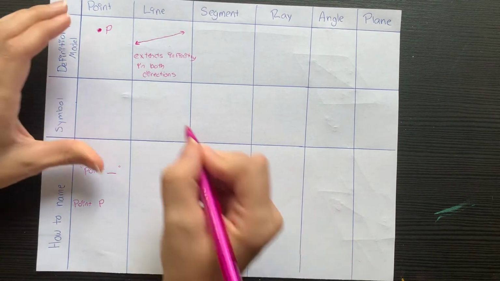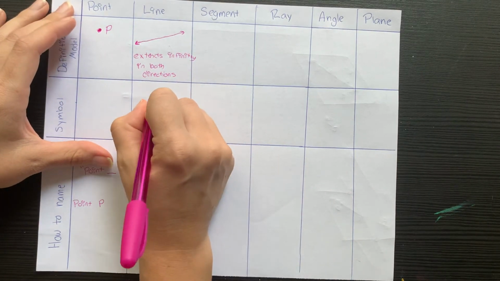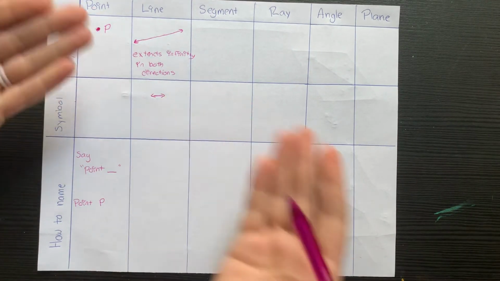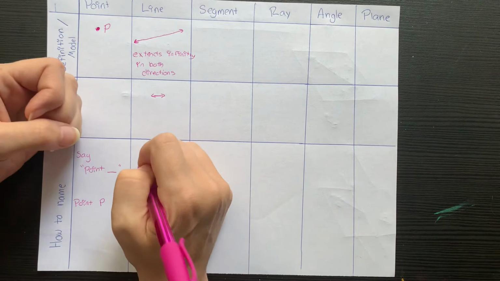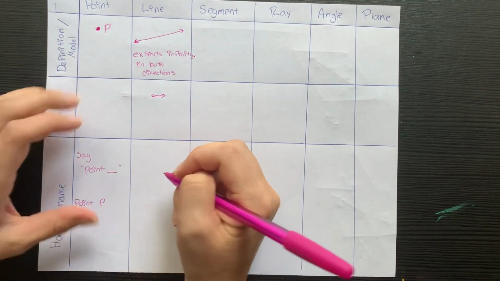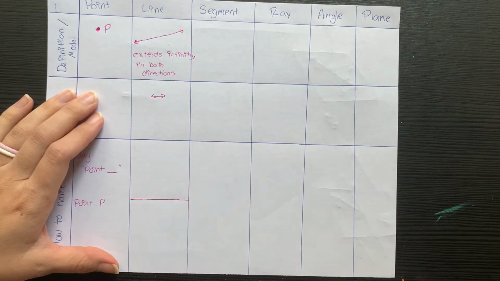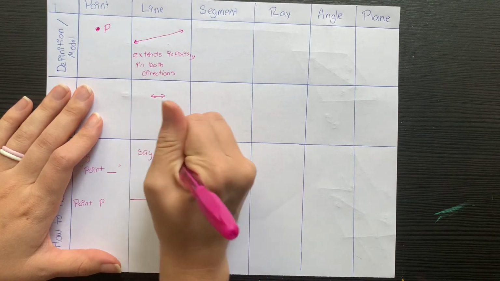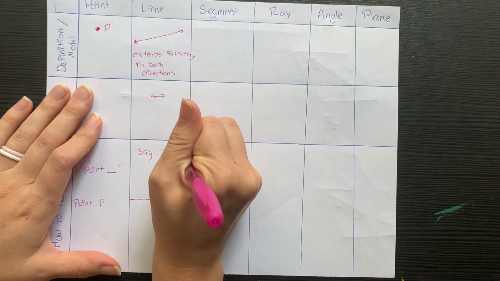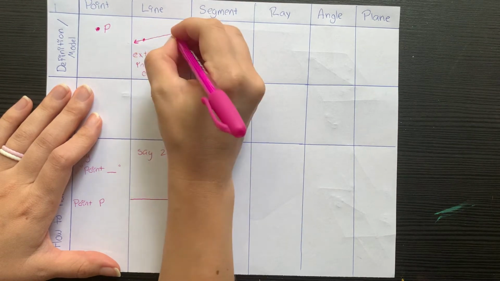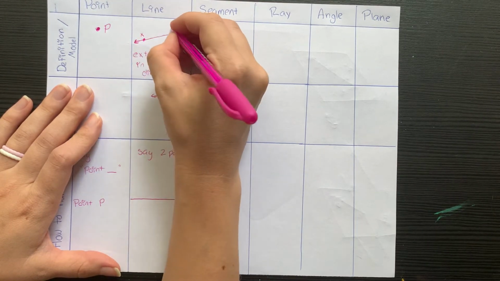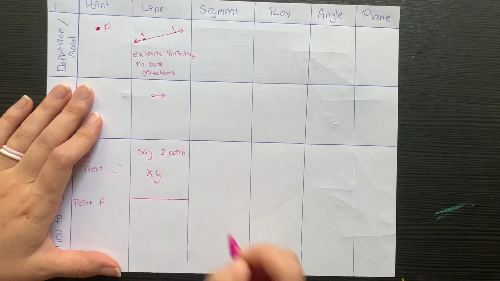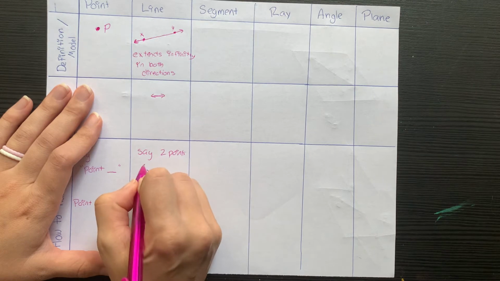The symbol for a line is this. It's basically, you just draw the line, right? So when you can write it, you have two options to name it. The first way you can name it is you can say 2 points that are on that line. So we'll add 2 points here. Let's say this is X and Y. So this line would be called XY. And then you put the symbol over top of it.